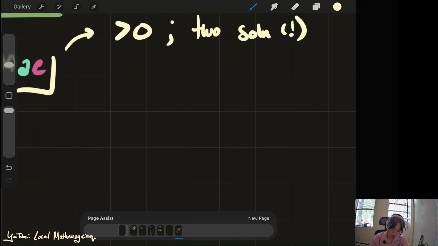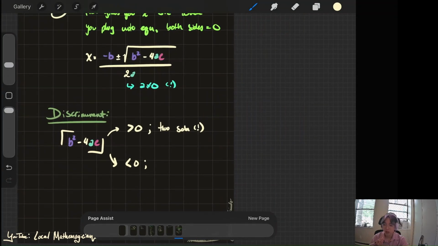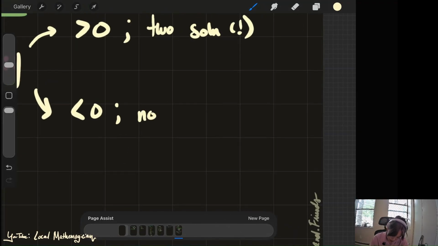Okay, what about when the discriminant is less than 0? What is the square root of a negative number in real space? Right, it doesn't exist. So you cannot have a square root of a negative number, which means you cannot have negative b plus or minus whatever that value is, because it's imaginary. We don't have to worry about that. Which means there are no real solutions. Very good. No real solutions.